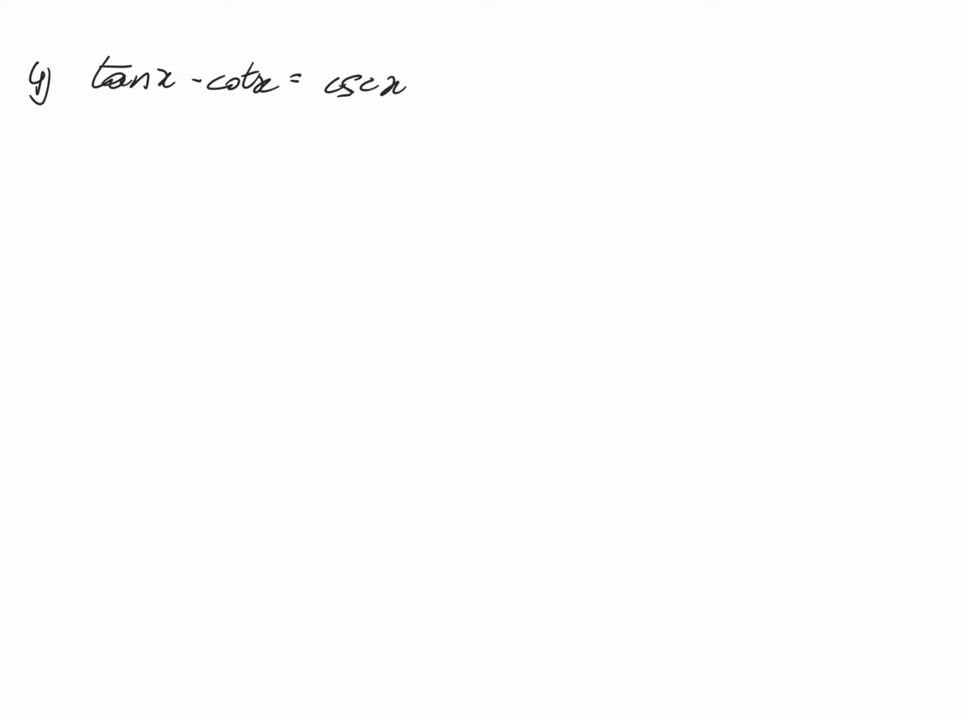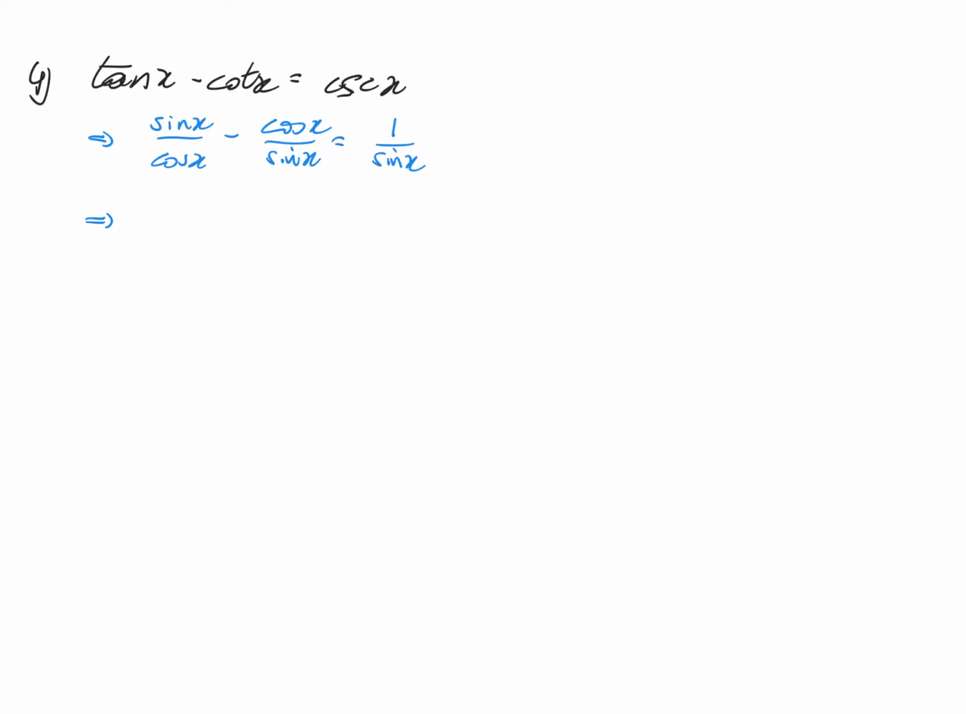So here we are stuck with a tangent, a cotangent and a cosecant. So the first thing that we will have to do is to simplify the equation. The easiest way is just to write out all the formulas. So tangent is sine x divided by cosine of x minus cosine x divided by sine x equal to 1 divided by sine x.